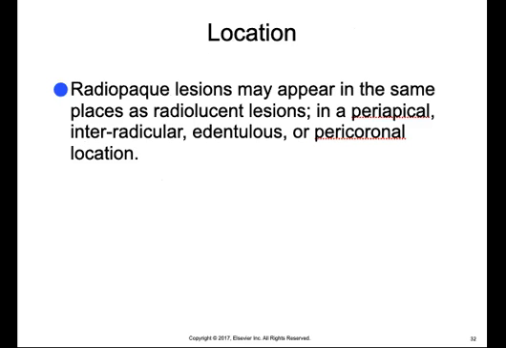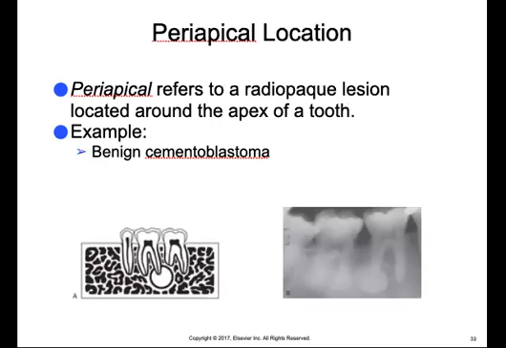So as with radiolucent lesions, radiopaque lesions can also be described in terms of location. Radiopaque lesions may appear in the same locations as radiolucent lesions, and that can be the periapical, interradicular, edentulous, or pericoronal locations. The term periapical refers to the area around the apex of the tooth. An example of a periapical radiopacity would be a benign cementoblastoma, and that's what that would look like here.